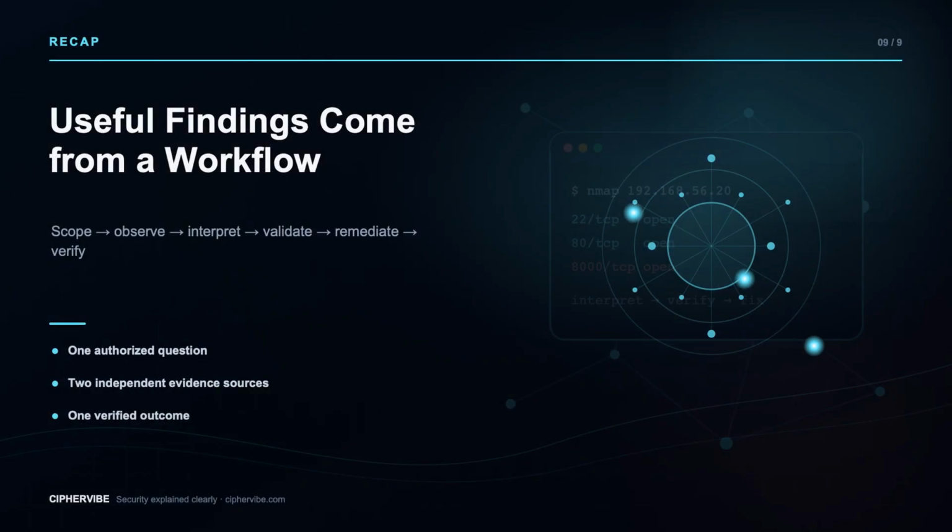Nmap becomes valuable when it supports a disciplined workflow. Start with written authorization and a narrow question. Discover only the owned systems in scope. Scan the smallest relevant port set. Read states as evidence from one path and one moment. Use service detection to form a hypothesis. Validate important results on the target or with another trusted source. Remediate through the system owner, then repeat the same scan to verify the outcome.